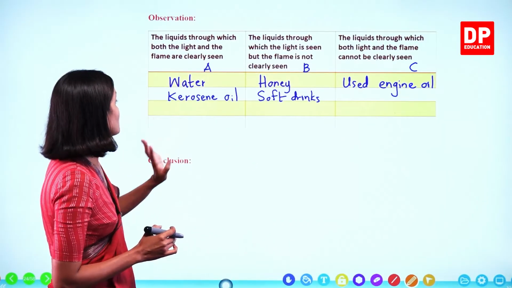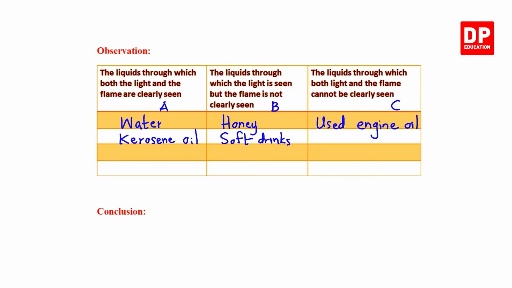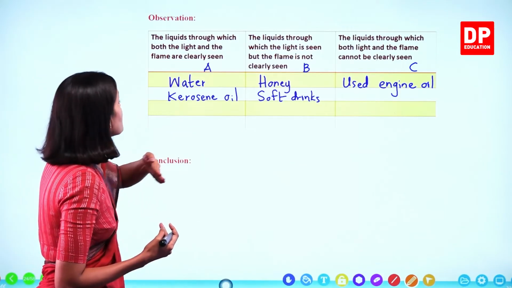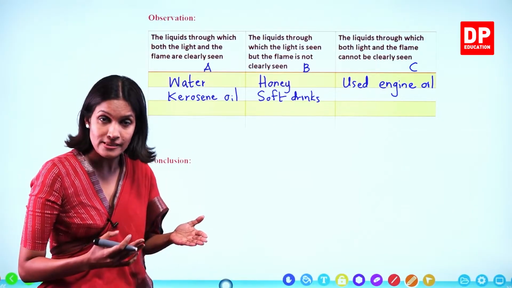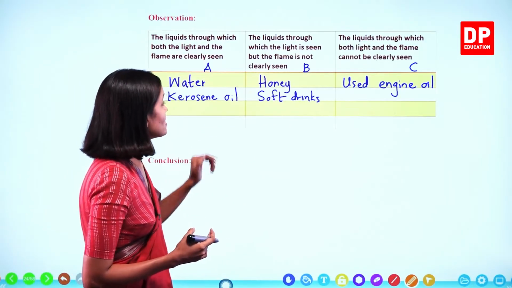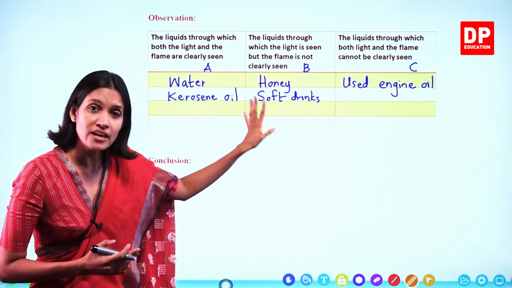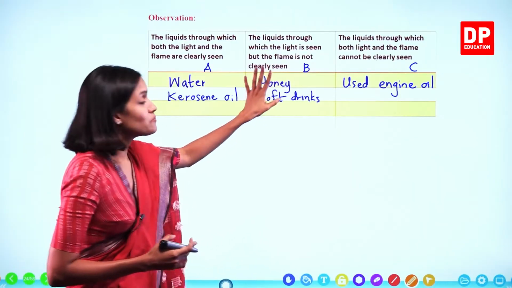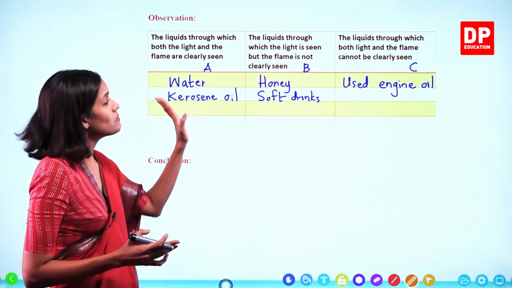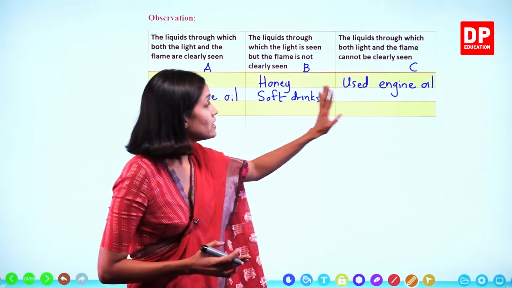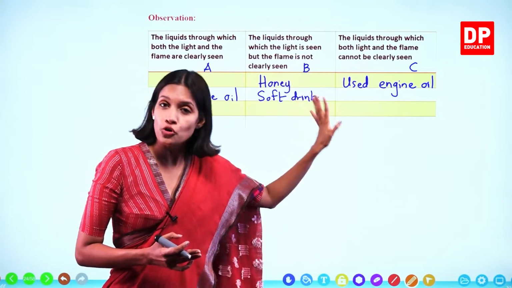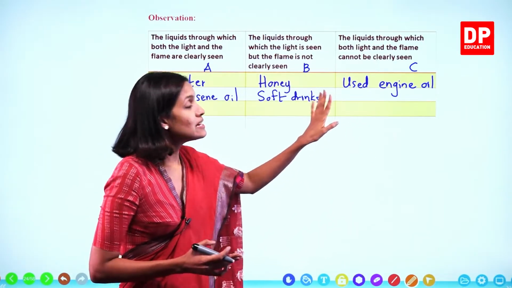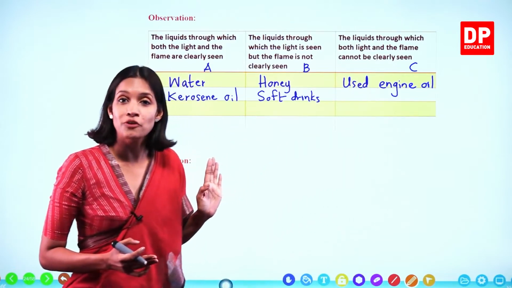So look at this group A, water, kerosene oil, right? You could see both the flame and the light very clearly through water and kerosene oil. That is because light passes through these liquids very well, right? What about the second one, honey and soft drinks? You cannot see the flame, but you can see the light. That is because light passes through these type of liquids only partially. But what about the third type? There you cannot see the flame or the light, which means light does not pass through these type of liquids.